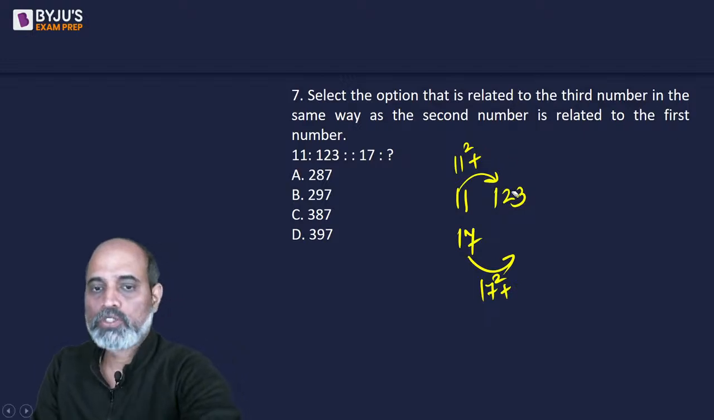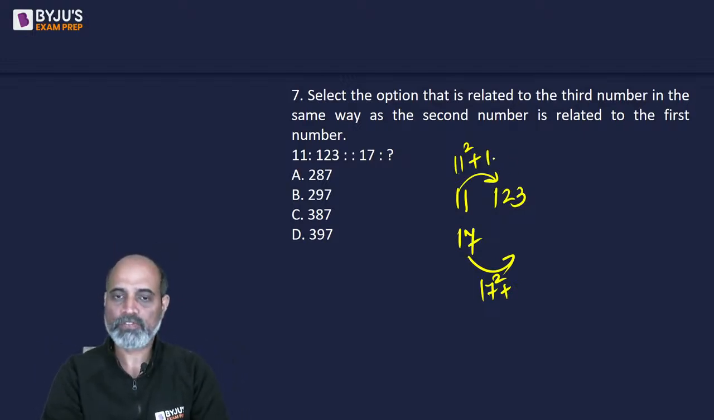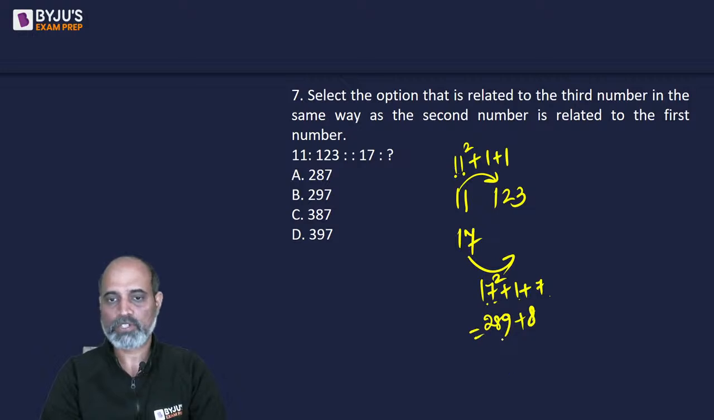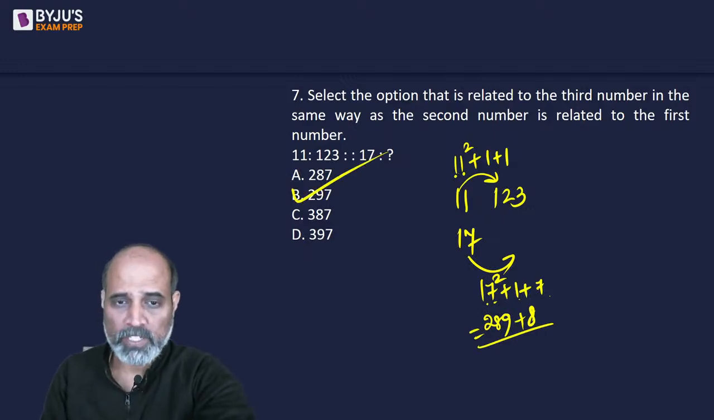So actually this 2 addition is the addition of the digits of 11, which is 11 square plus this one plus this one. So this should be 17 square plus this 1 plus this 7. Sum of the digits. 17 square is 289 plus 8. So this should result in 397. Sorry, 297. Right? I hope this makes sense.